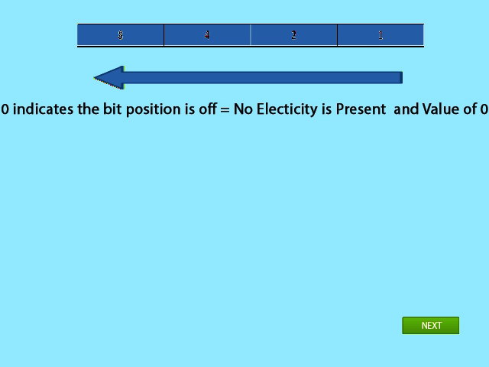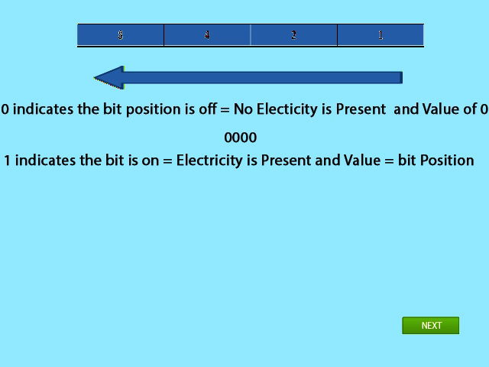So let's take a look at a bit value chart to see how these numbers are converted. There are 4 bit positions that have a value from right to left of 1, 2, 4, and 8. If the bit positions are turned off, this is an indication no electricity is present and the nibble has a value of 0 and looks like this. If they are on, electricity is present and the value 1 is shown and looks like this. Thus 4 ones equals 1 plus 2 plus 4 plus 8, which equals 15 in decimal notation, or Foxtrot in hex.